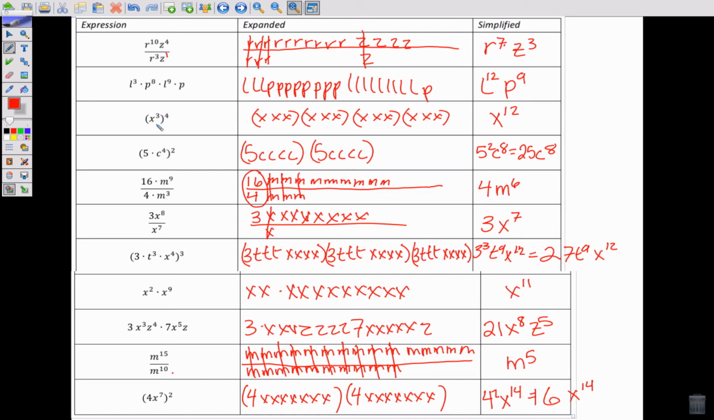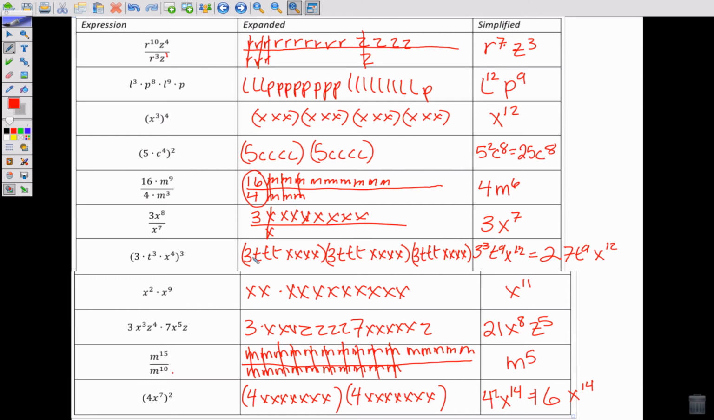Lastly, we can take an exponent of a power to a power. So if we have x cubed 4 times, that's x to the 12th. If we have 5c twice, so squared, then we have 5 times 5 and c 8 times. So 5 squared is 25, c to the 8th.